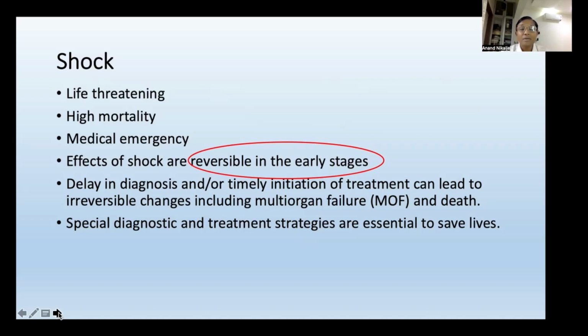And day before yesterday, when Dr. Parag was talking of shock, he said we should smell shock, that the patient is having shock. So we can smell it very early and start resuscitating the patient. Delay in diagnosis or timely initiation of treatment can lead to irreversible changes, which lead to tissue and organ failure, multiple organ failure, and death. Special diagnostic and treatment strategies are essential to save life.